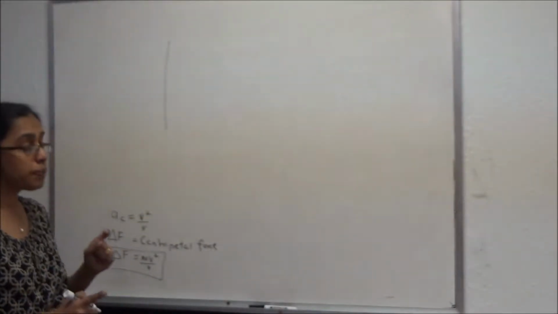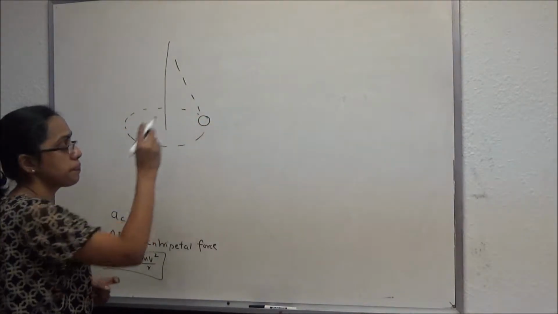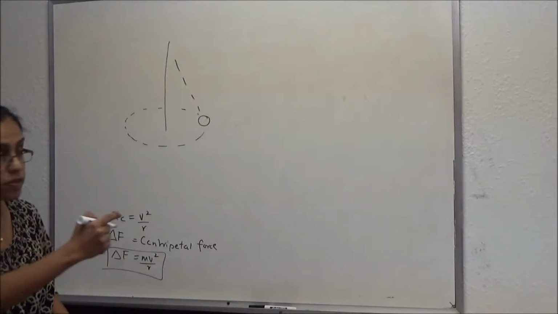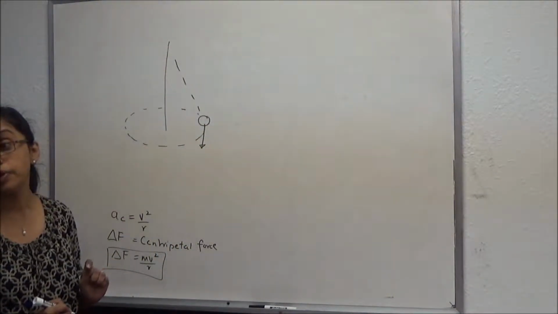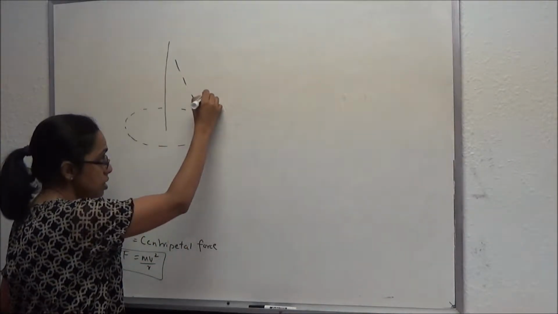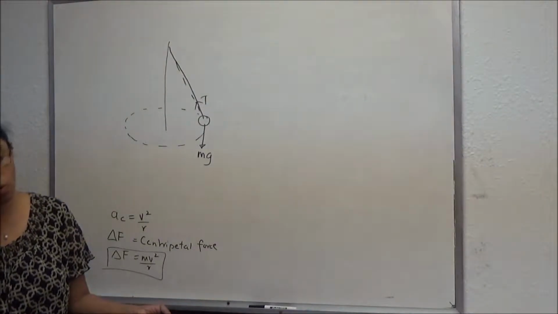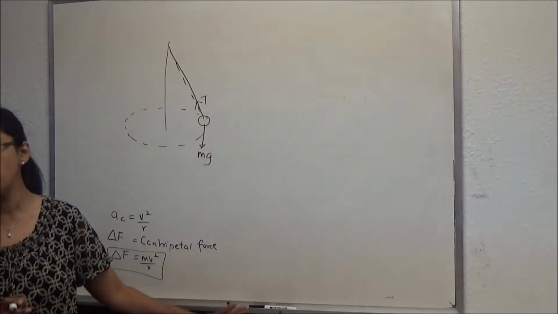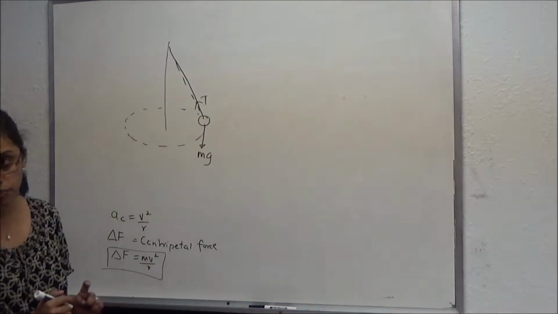Let's consider a pendulum. This pendulum is moving in a circular path, not the way it oscillates like this. It's moving in a circular path. Now tell me what the forces acting on this are. The tension, good. And the weight. Can you think of anything else? No. It's not even subjected to friction. It may be subjected to air friction, but we always assume that it is neglected. So this is tension and this is mg.